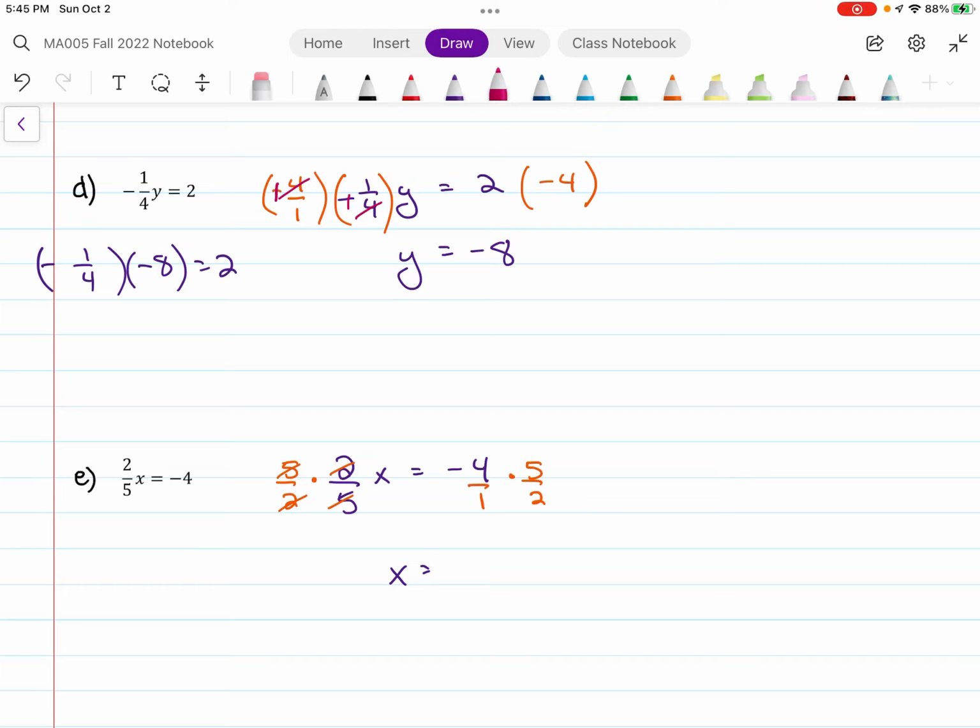I see a 4 and a 2. They're both even. So how many 2's go into 2? 1. How many 2's go into 4? 2. And I'm left with -2 times 5 on top, which is -10. So let's see if that makes sense. 2/5 times -10 equals -4. So 2/5 of -10 is -4. That makes sense.